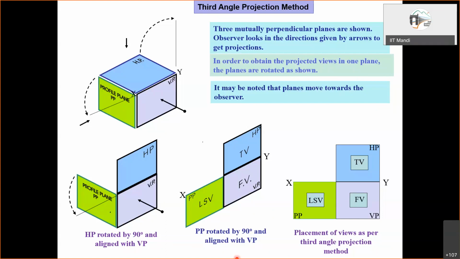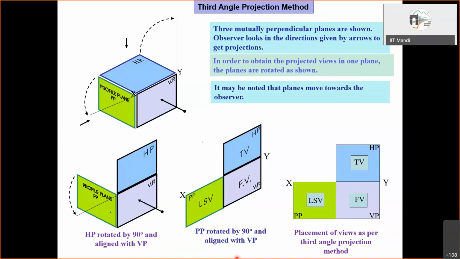So if we compare the two, there is a difference in the relative placement of the views. As far as front view and top view are concerned, you have already seen those two, like so many problems you have solved. How are they placed relative to each other? How do we obtain them? One above the XY line, one below the XY line, like that. So that thing as such you have been doing.